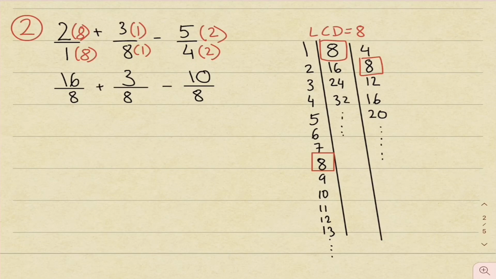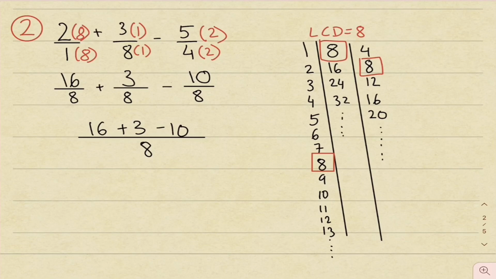Now I'm going to do step 3 where I'm going to combine the top. In this case, I have 3 fractions, adding and subtracting each other with the same denominator. So what do we do when we have the same denominator? We just keep that denominator and we combine the top. So we have 16 plus 3 minus 10. So 16 plus 3 is 19, minus 10 is 9. So we have 9 over 8. And can we reduce that? No, we can't. So the answer is just 9 over 8.